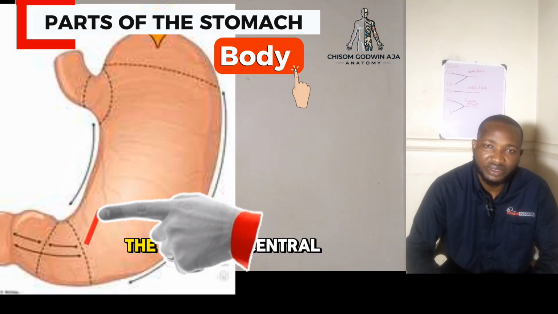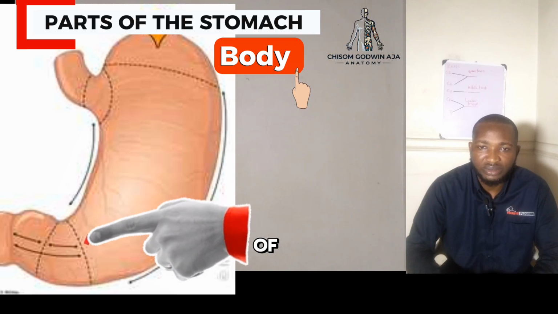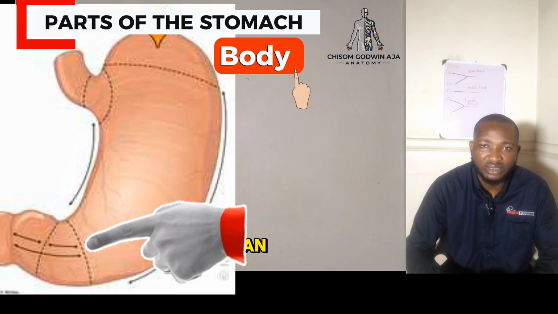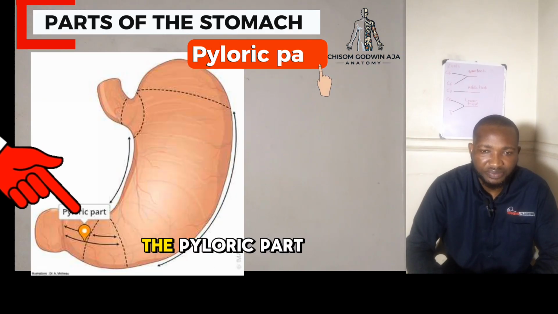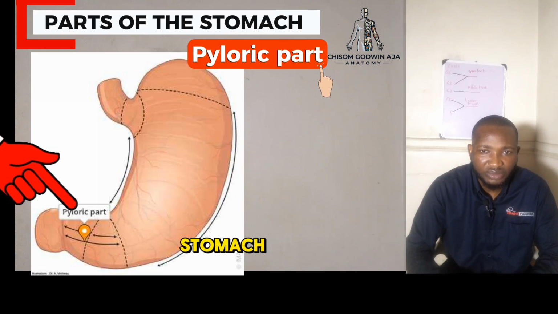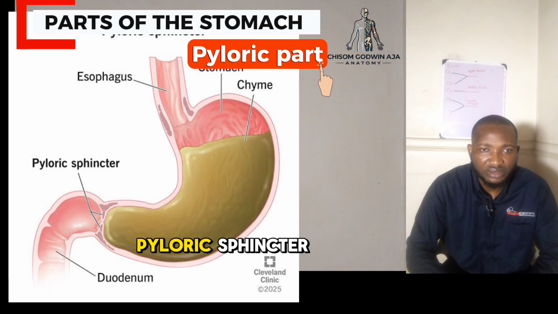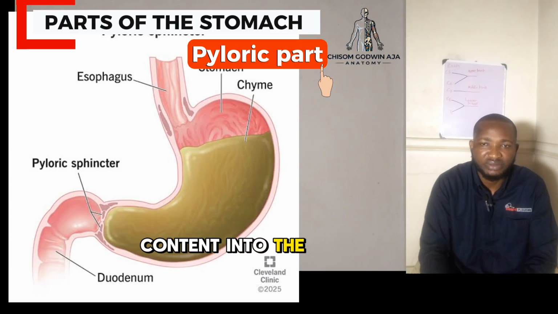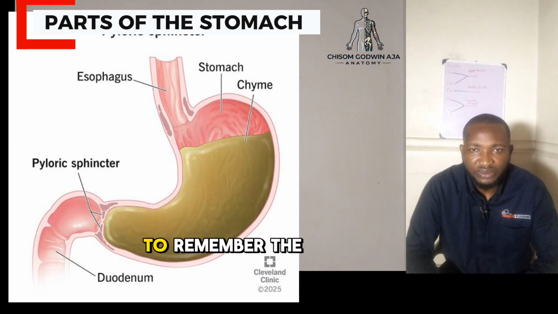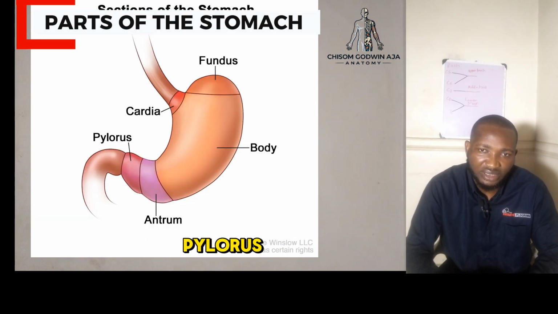The body is the largest central portion of the stomach. It makes up most of the stomach and is an important region for both mixing and secretion. The pyloric part is the lower portion of the stomach. It consists mainly of the pyloric antrum and the pyloric canal. The pyloric canal ends at the pyloric sphincter, which controls the passage of gastric content into the duodenum. A simple way to remember the four regions is cardia, fundus, body, and pylorus.